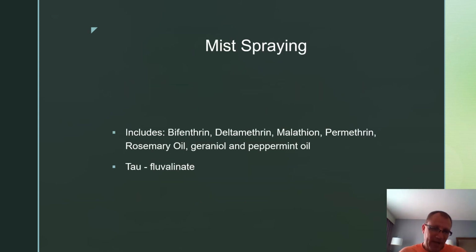Something else we look at is mist spraying. This would include products such as bifenthrin, deltamethrin, malathion, permethrin, rosemary oil, geraniol, and peppermint oil. Or it could include Tau, which is fluvalinate.